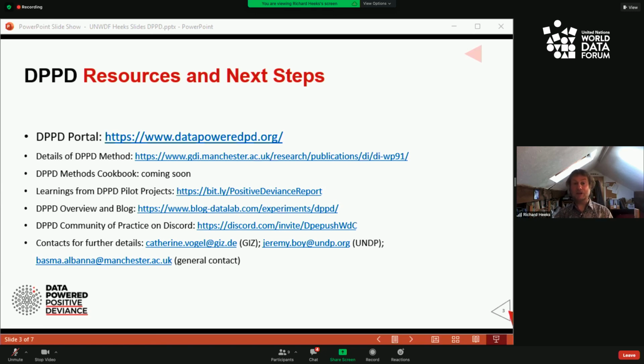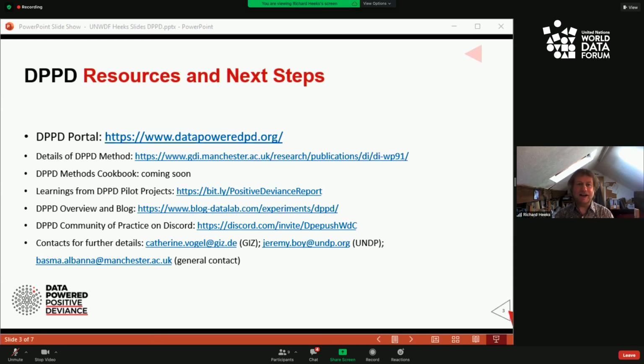And of course, I also want to acknowledge the work of all of the pilot teams. Catherine explained what the various pilot projects are, and it's only through the work of those teams, people like Hodan and Gunnar and many others around the world, that we have been able to develop this data-powered positive deviance approach. So we hope you've had an opportunity during this session to learn something about data-powered positive deviance.